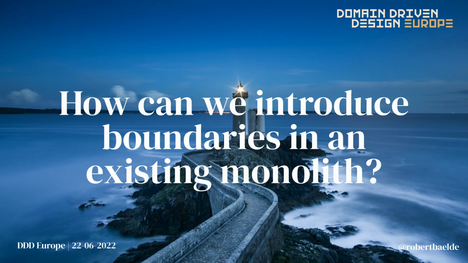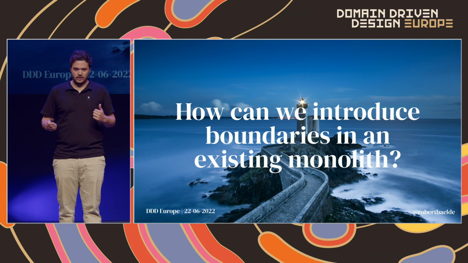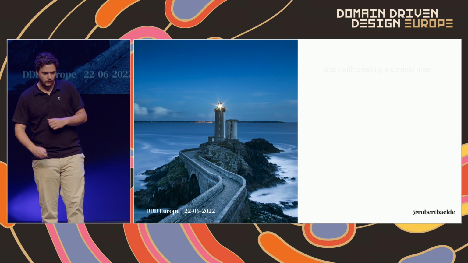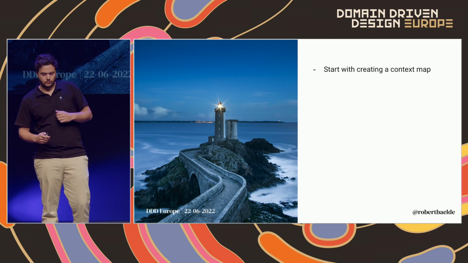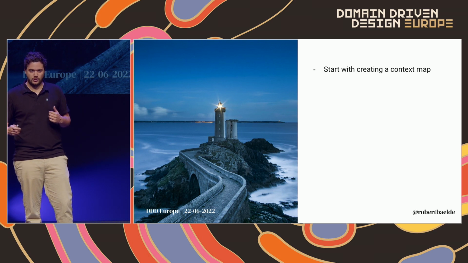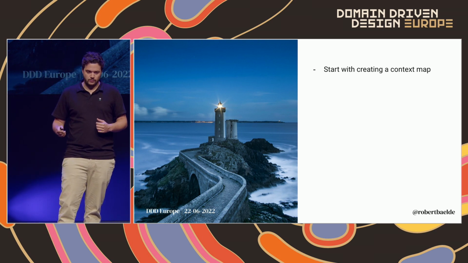So this is all great, but how can we introduce that in an already existing monolith? And there's actually a few easy steps you can follow. First of all, create a context map. You need to have a good design before you start coding. So this is really important.